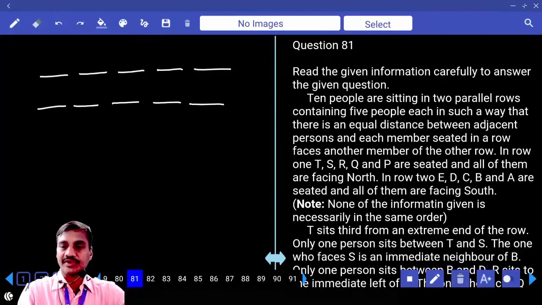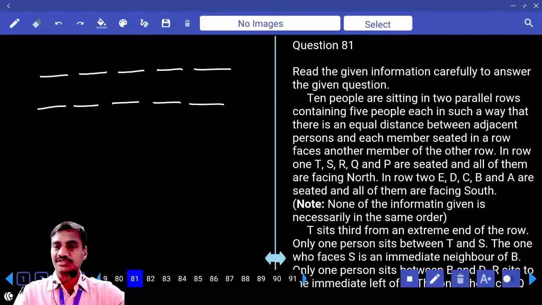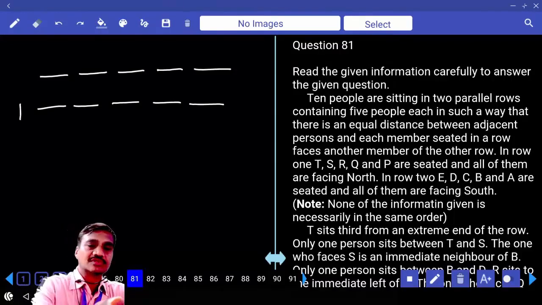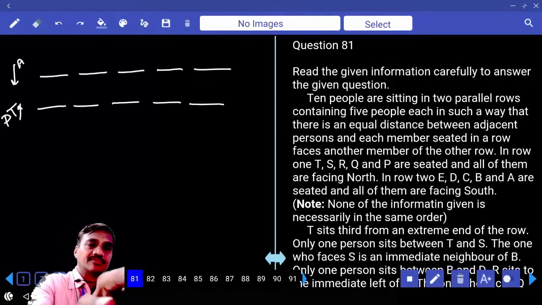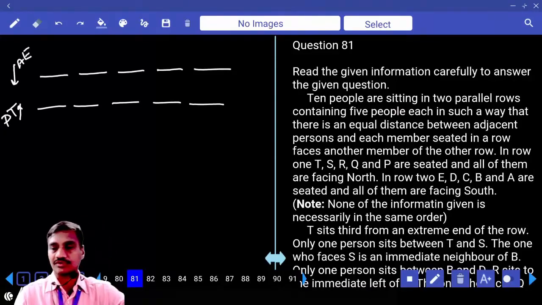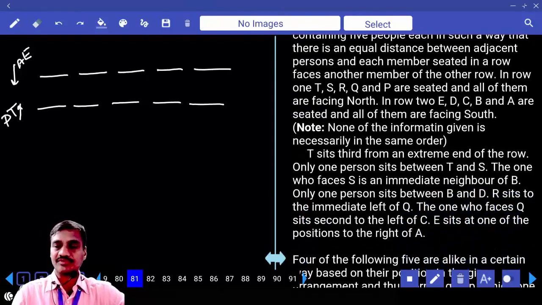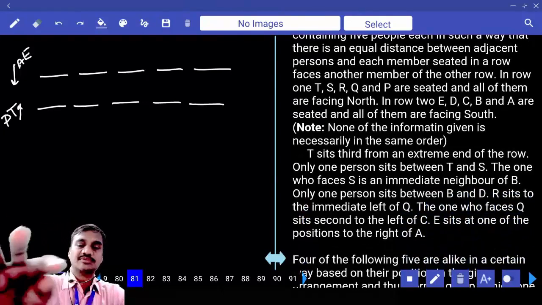And in row 1, each person faces another member. In row 1, P, Q, R, S and T are facing towards north. Now these are the persons who are seated in row 1 facing towards north, and in the other row A, B, C, D and E are facing towards south. Then coming to condition number 1, T sits third from an extreme end of the row.